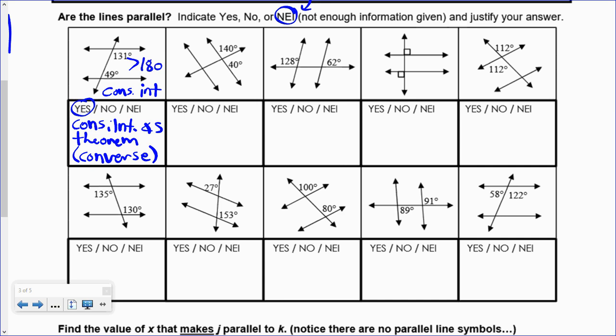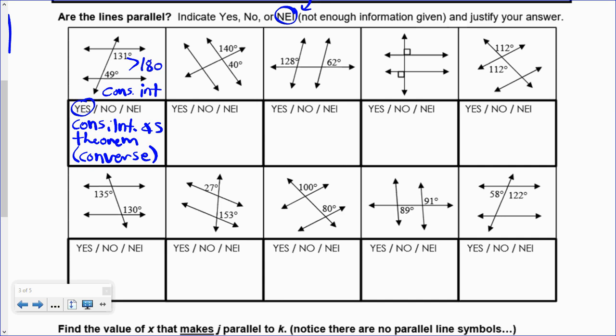And when we get deeper into proofs, you do need to keep that straight. Am I using the theorem or the converse of the theorem when giving the justification for that step? So if you're starting with angles and going to lines being parallel, that's the converse. So make sure you keep that in the back of your mind.